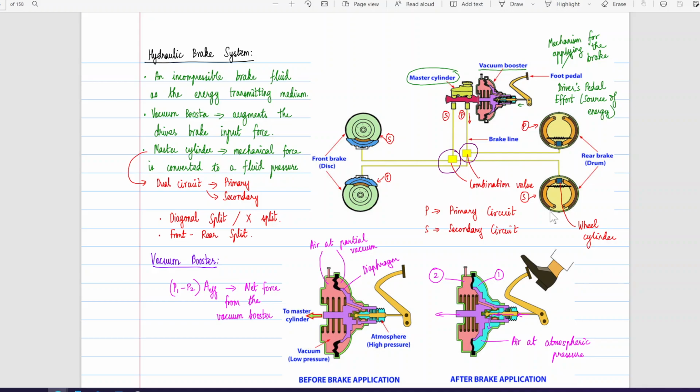So we'll have the primary circuit and secondary circuit. So even if one of it fails, the other one should be able to function.